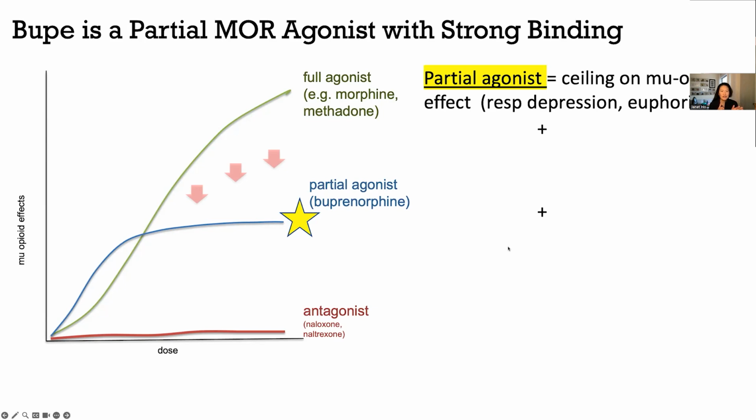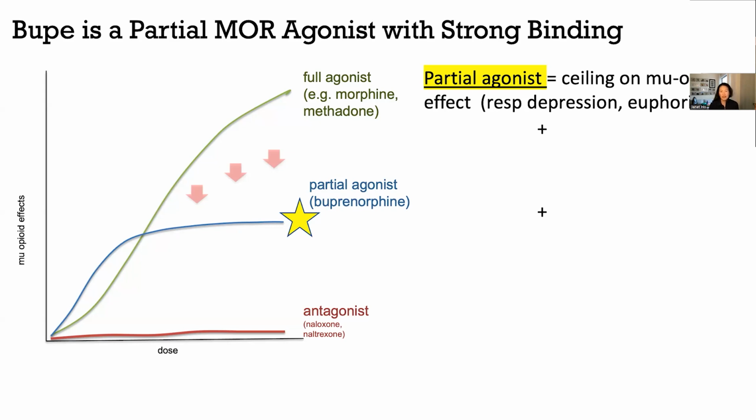It means that even if you give more and more doses of buprenorphine, you will not get more and more mu-opioid receptor effects as you go up into the higher doses. And this is what we can take advantage of in terms of buprenorphine being safer with regards to things like respiratory depression or euphoria, and reducing its addictive potential.